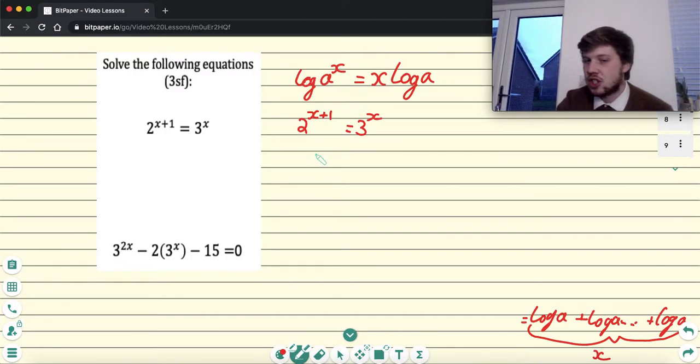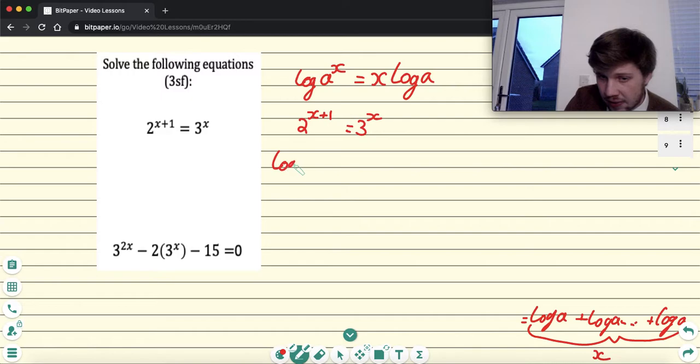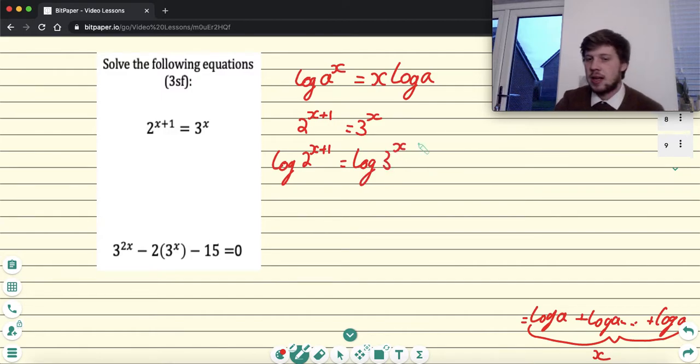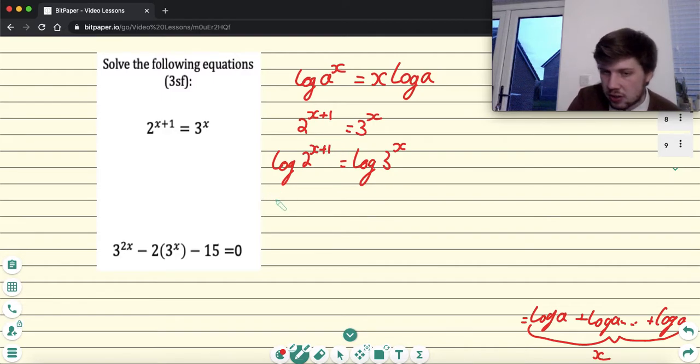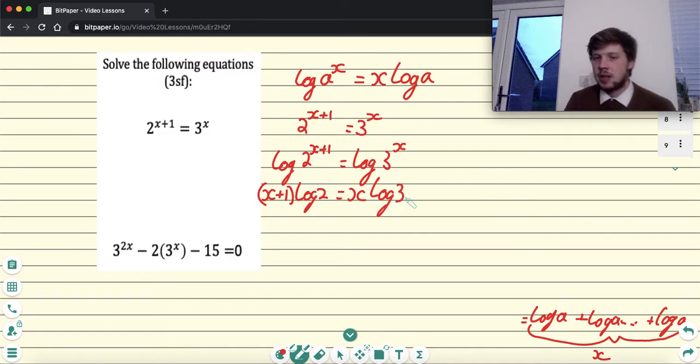So we'll just take a generic base. It actually doesn't matter what base you use, but I typically use base 10. So I would say that the log of 2 to the x plus 1 is equal to the log of 3 to the x. Now applying this rule, I can take my power to be the coefficient. So I get x plus 1 lots of log 2 is going to be equal to x lots of log 3. Now, keeping in mind that log 2 and log 3 are just values, I can expand this.